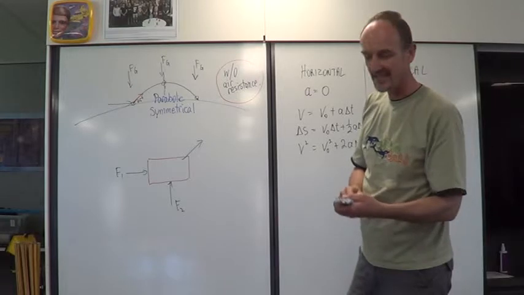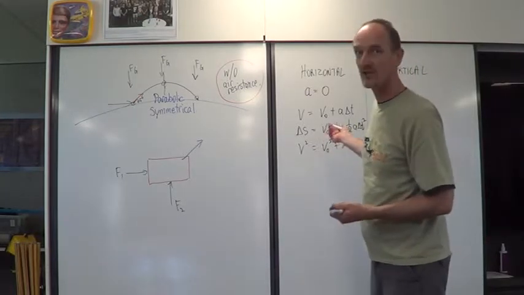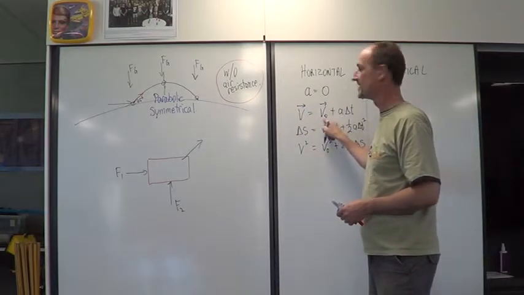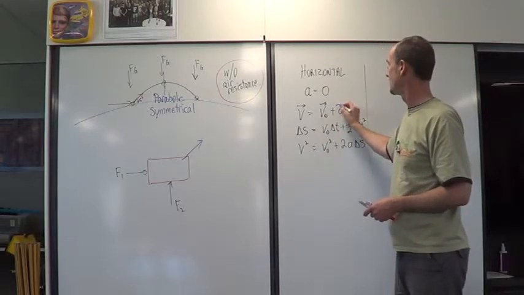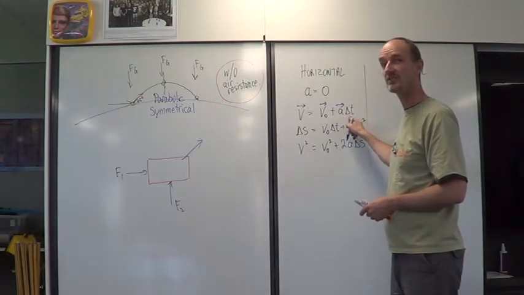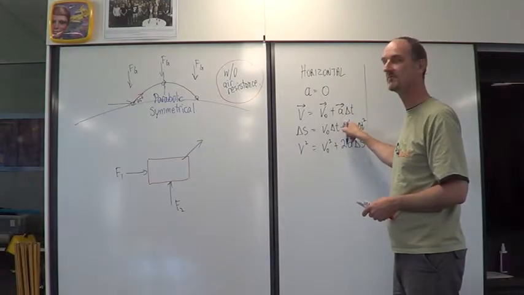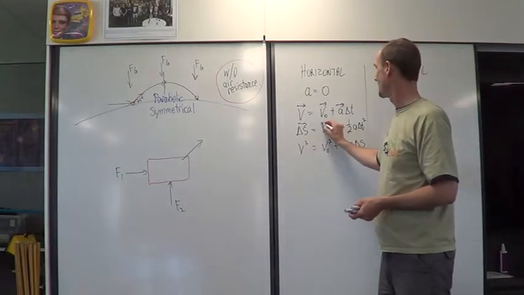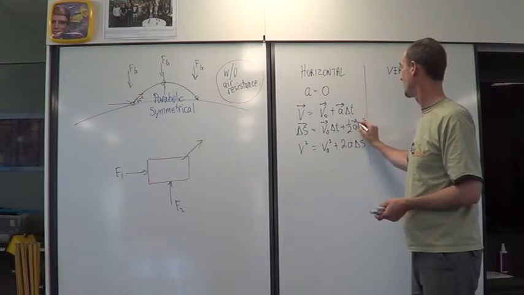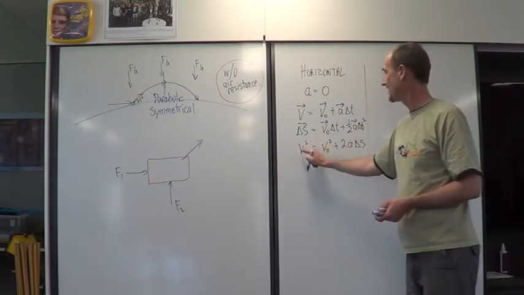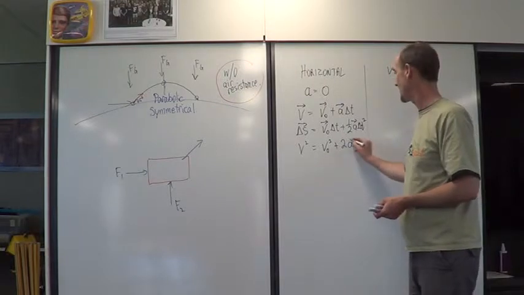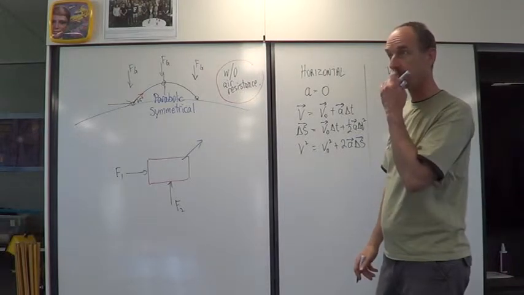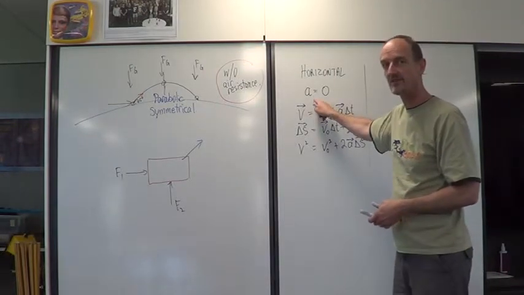And I really should put my vector symbols on there, shouldn't I? So the velocity is a vector. That's the final velocity. This is the initial velocity, the acceleration, and the time. Time is not a vector, it's a scalar, so we don't need the vector symbol. Delta S is the displacement, initial velocity, and acceleration. And these ones are squared, so we don't need a vector symbol, and the acceleration and the displacement as well. Now, I said that the acceleration was 0, right?